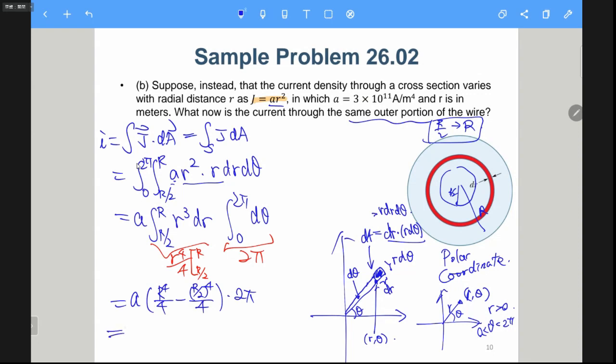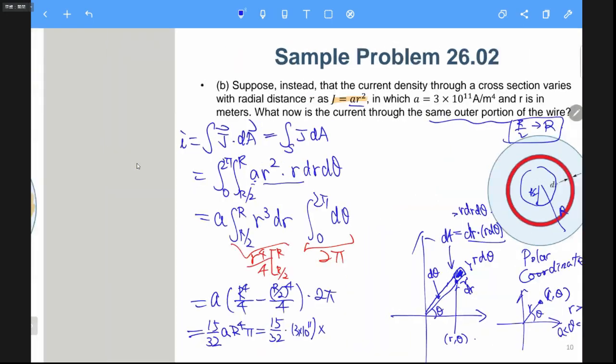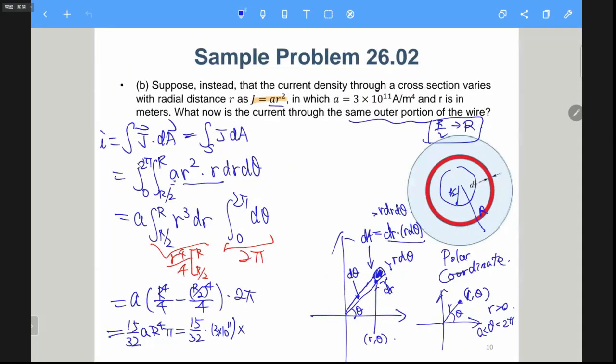Simplifying it slightly, it is 15 over 32 times A times R to the 4th power times pi. So we can plug in the values. 15 over 32 times A is 3 times 10 to the 11th power, and then times R. What is R? R is 2 millimeters, so 2 times 10 to the minus 3rd power to the 4th power, and then times 3.14. So the answer will be 7.18, like this.